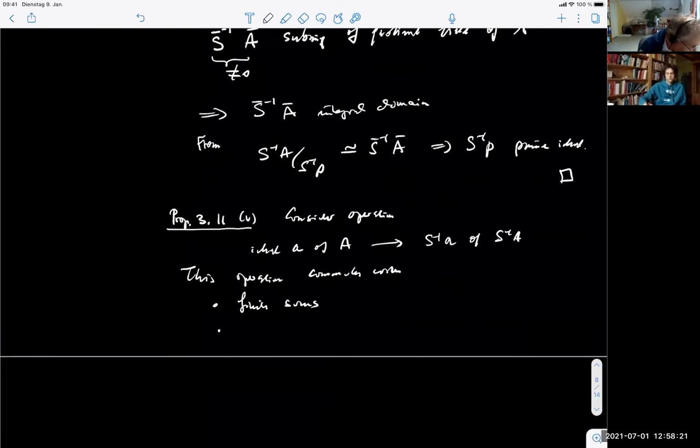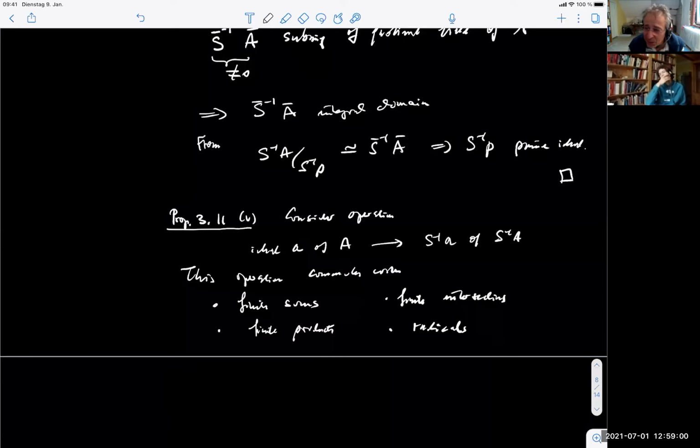What else do I have? Finite products. Or you can do finite intersections. Or you can compute radicals. That's all true, and the proof is very elementary. I wanted to state it. So you shouldn't be afraid of localization. The definition is abstract, but all the proofs are very elementary and it has all these wonderful properties.